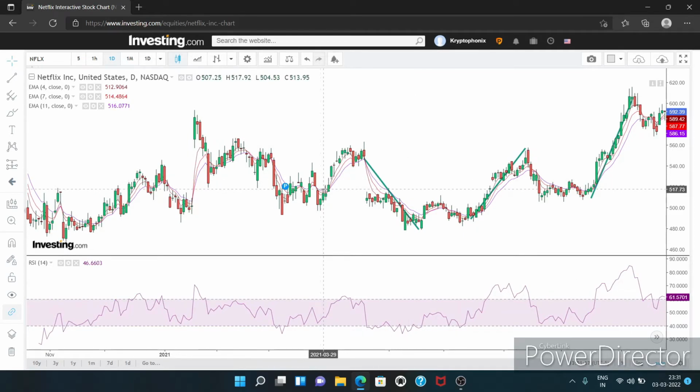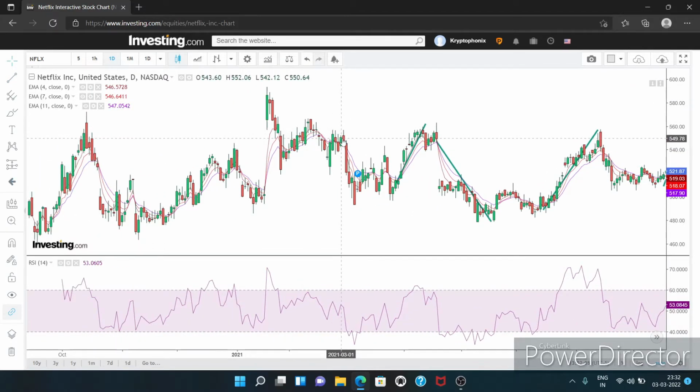This point right over here, a crossover is being formed, 11 EMA coming at the bottom and 4 EMA going at the top. This being a signal to buy, also being confirmed by the RSI as it is within the 60 and 40 band. Result is an up move.